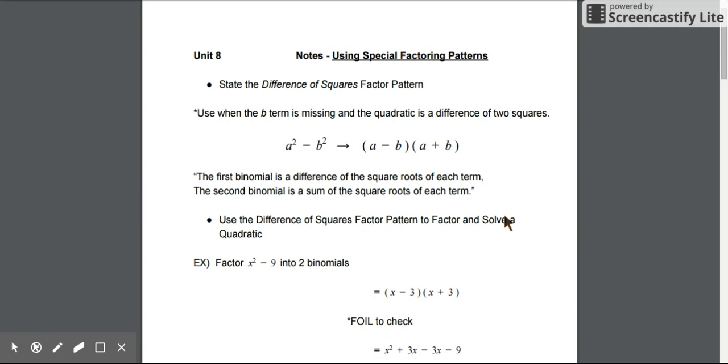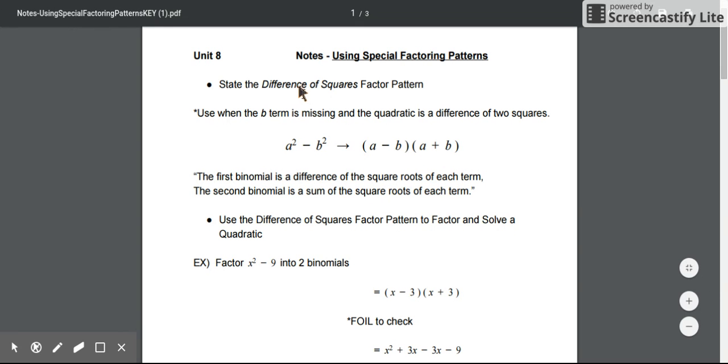We're going to use this whenever we're missing our b term in our standard form quadratic. That's our first clue. And the second clue is that our first and last terms are being subtracted. That's the difference part in our name. We can't use this technique if there's addition. There is no such thing as the sum of squares. This is just a difference of squares factor pattern. So there's our second clue.